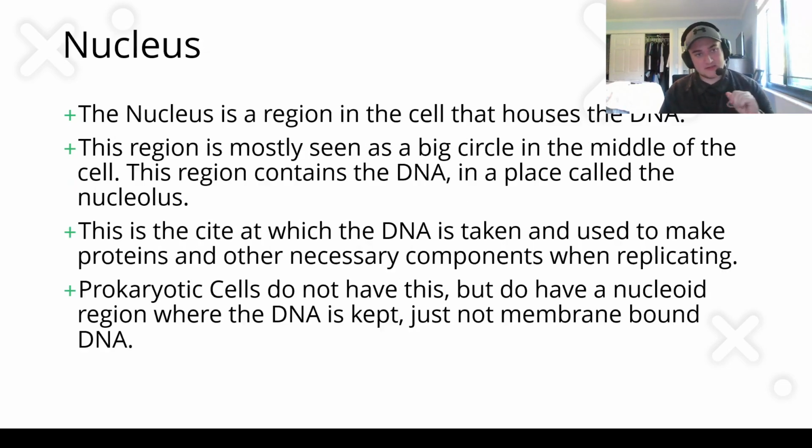That's why they're green. Nucleus. The nucleus is a region in the cell that houses the DNA. This region is mostly seen as a big circle in the cell, and it's going to have a darker circle in it. That's the nucleolus. This is the site at which DNA is taken to make proteins and other necessary components when replicating. We'll get into DNA synthesis later.